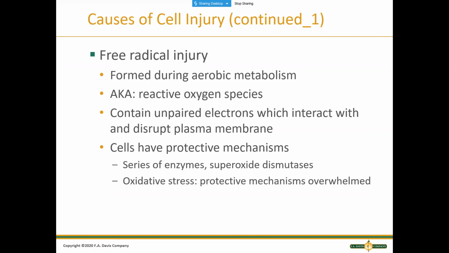H2O2. It's the chemical name, H2O2, hydrogen peroxide. The third one is another thing that you have at home, I bet: bleach, which is the hydroxyl ion. Bleach is a reactive oxygen species. So we got superoxide, hydrogen peroxide, and bleach.